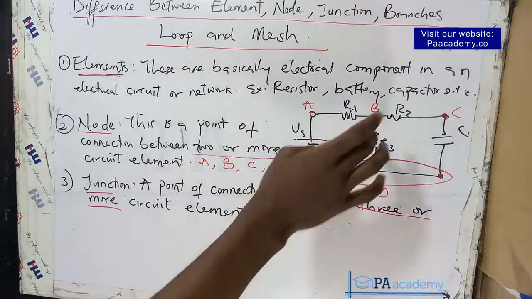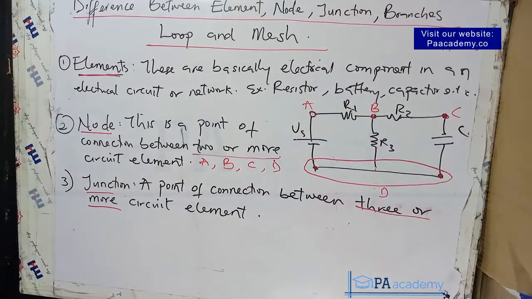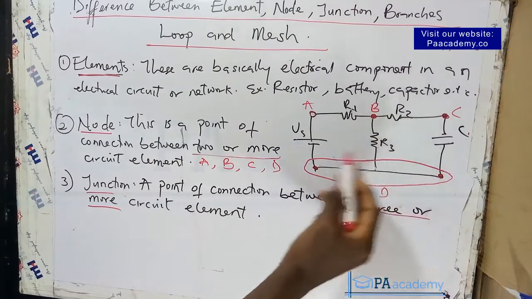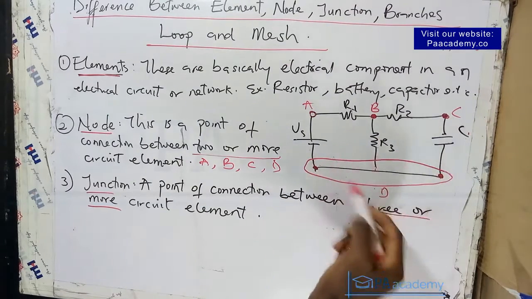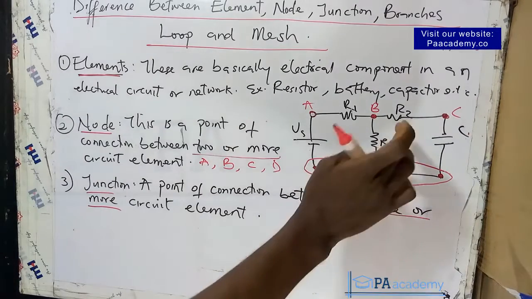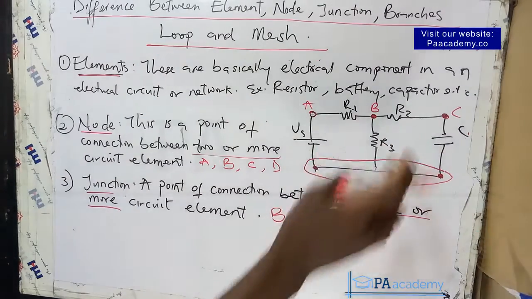So now let's come back to this circuit. If you are to pick the junctions here, in this circuit we only have two junctions, and that is this point B and then D as a whole. Point B is connecting R1, R2 and R3. You can see three or more. So 3, that makes point B a junction.